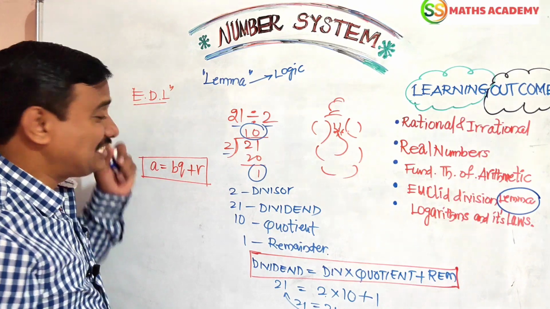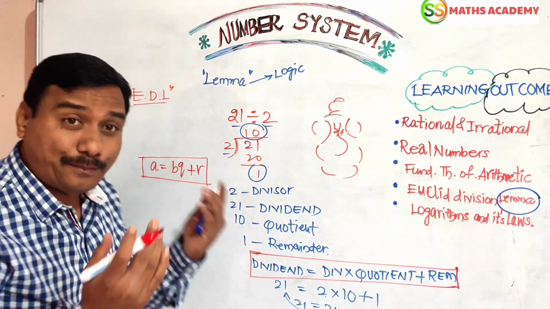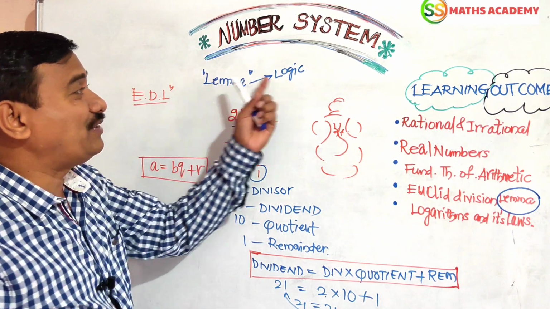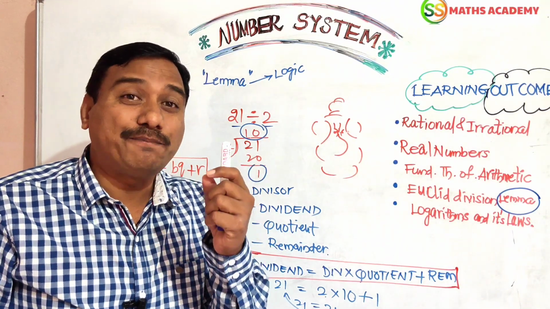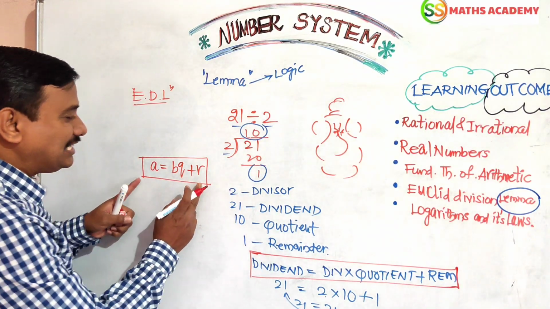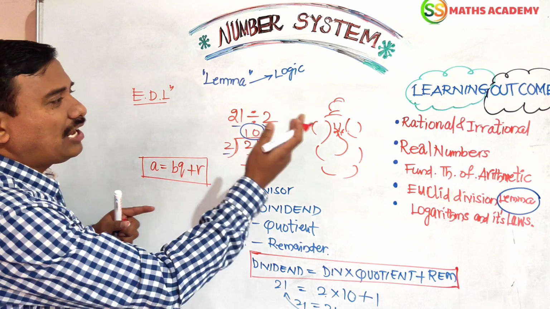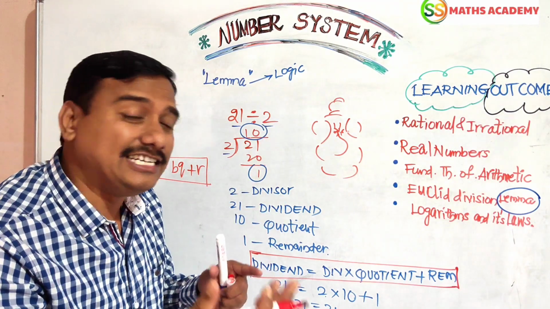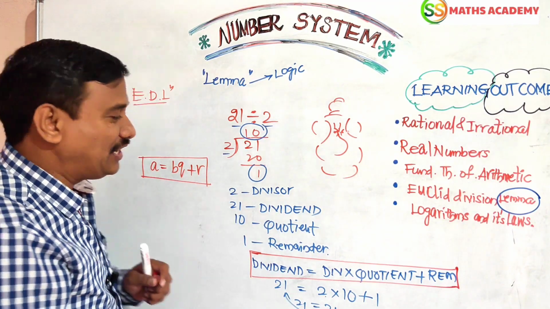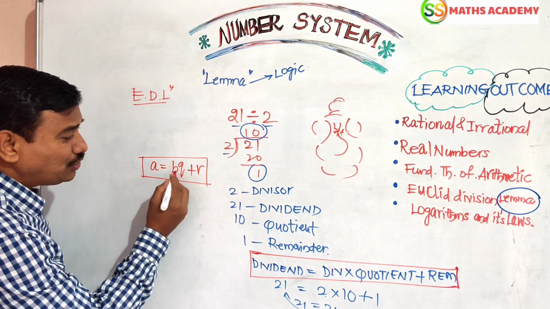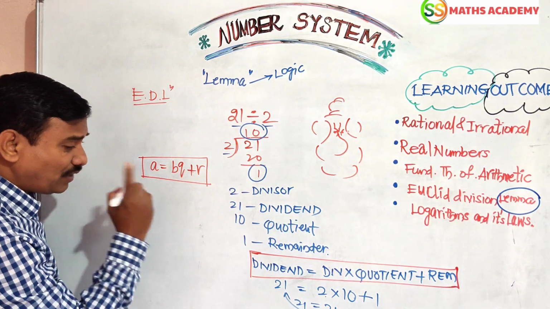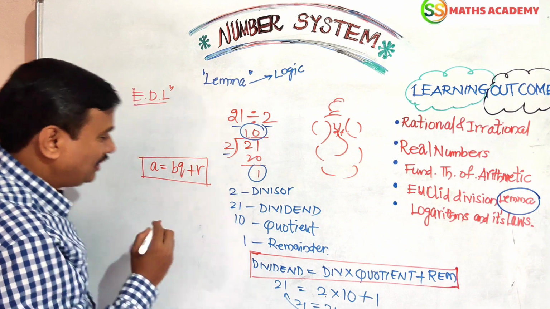Here, Euclid is a scientist's name. Division is the process of operation. Lemma is one sense, one logic, a proven statement. By using this condition, we can solve the HCF of numbers in the easiest manner. Hello, my dear friends. Here, a equals bq plus r, but the conditions are very important.